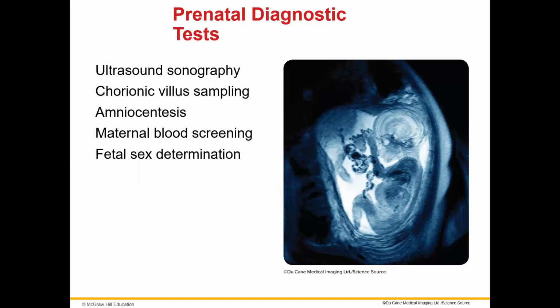Fetal sex determination happens around 12 weeks. I think I mentioned this earlier. So it's around the 3-month period where you can find out the sex of the baby.